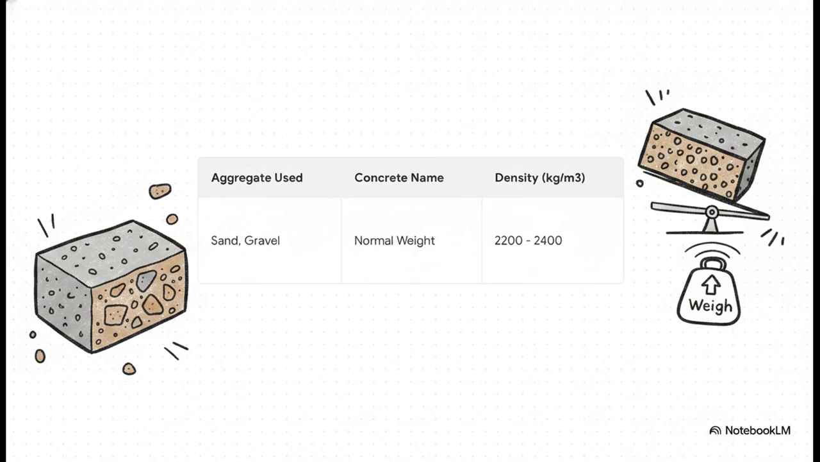And because this skeleton is made of heavy stuff like rock, sand, gravel, and crushed stone, it gives normal weight concrete an unbelievably high density. We're talking anywhere from 2,200 to 2,400 kilograms per cubic meter. To put that into perspective, that sheer, massive weight is entirely thanks to the aggregate packed inside the mix.